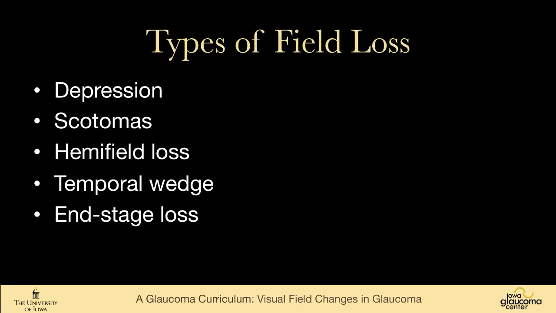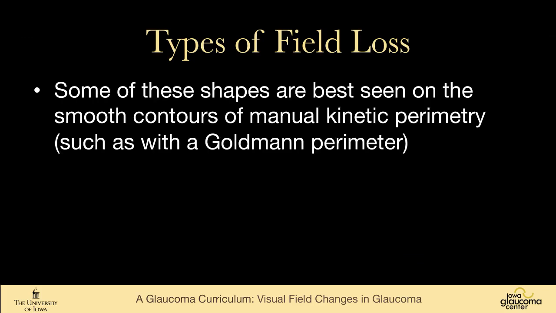There are lots of kinds of field loss, and I'll go through some of these, but it's certainly not exhaustive as a list. And some of the shapes that are described as field defects, like Seidel scotomas or nasal steps, are really terms that carry over from manual kinetic perimetry, such as that done with a Goldmann perimeter. And so these terms exist, but they don't really work quite as well in the automated fields.